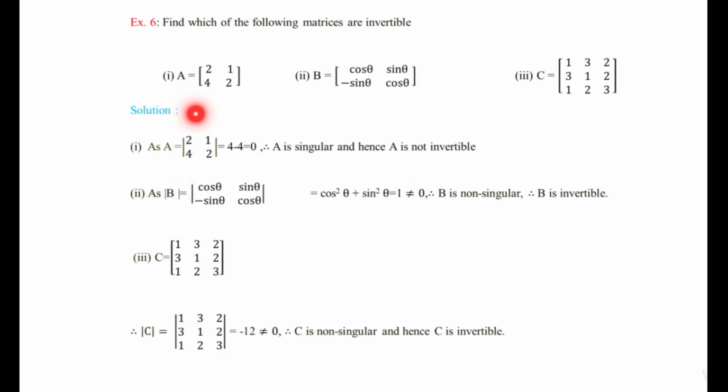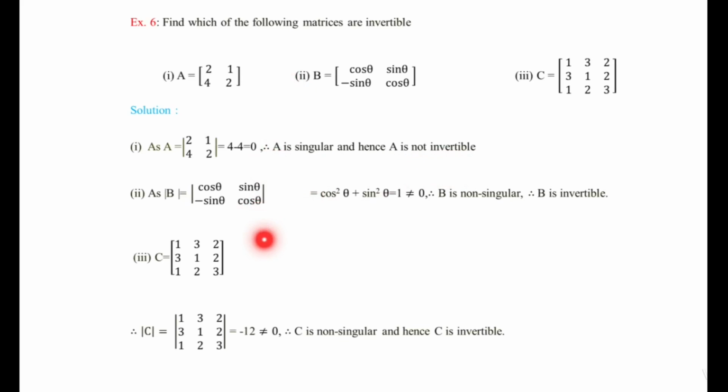Now see question number 6. Find which of the following matrices are invertible. That means you have to just find the determinant. If that determinant is not equal to 0, then that matrix is invertible. So in the first, 2 1 4 2, you get 0. That means this matrix is singular, hence its inverse does not exist. That means A is not invertible.